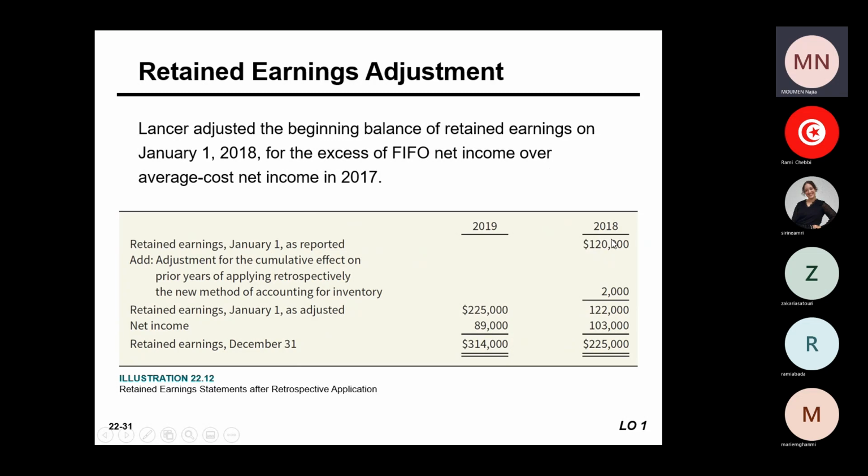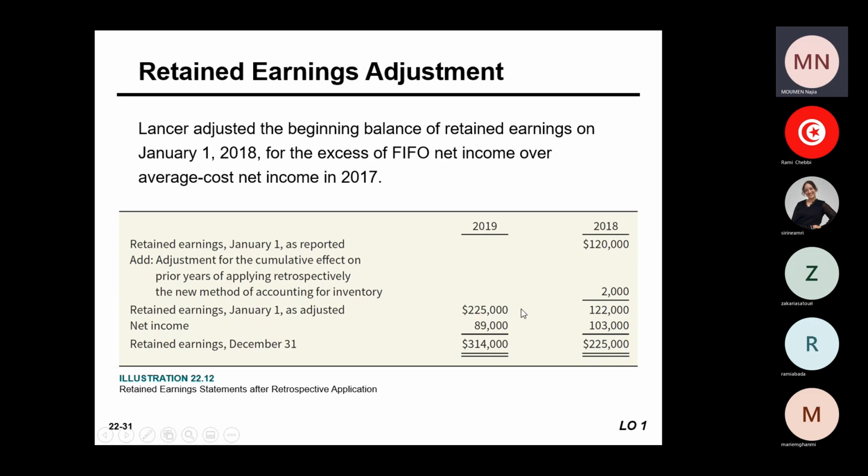So in 2018, we have a beginning balance prior to adjustment as reported. It was 120. We will add the adjustment for this cumulative effect. We don't have any other prior year, we have only the 2018 here. So we'll have to adjust by 2,000. So this is the adjusted retained earnings as of beginning 2018. We add the net income of 103. So we got the adjusted retained earnings as of December 31, 2018.